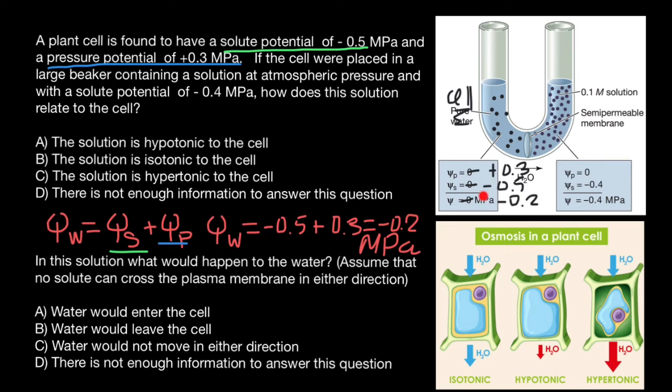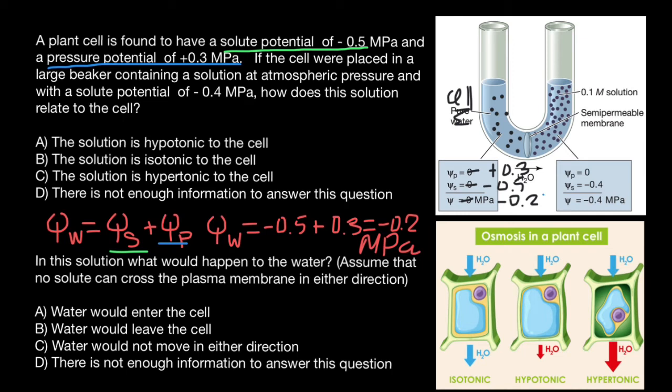If you compare solute potential only, you will find that what we see inside the cell in comparison with outside the cell, solute potential inside the cell would be lower. So for the cell, outside solution would be hypotonic. But this is not how we compare.